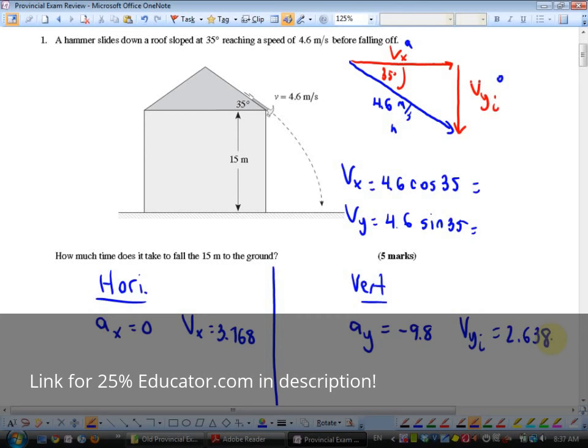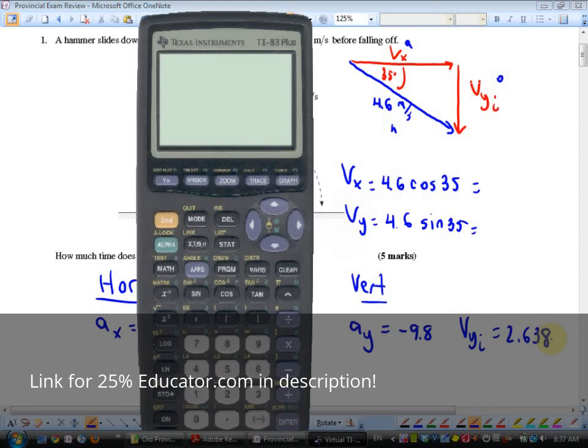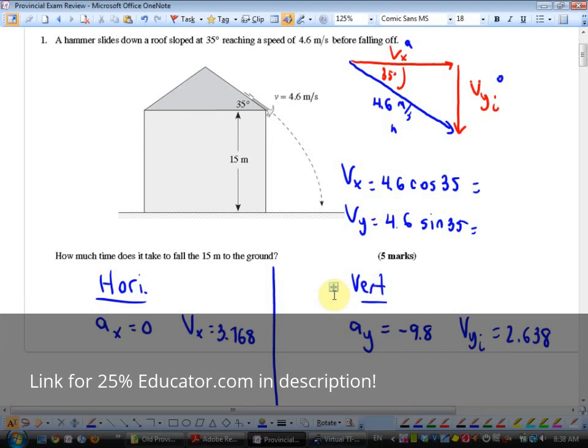How much what? Time. To find time, they have to give me some type of a displacement. Did they give me a vertical displacement or a horizontal displacement in this question? Vertical. So I'm going to solve the rest of this vertically. Now, also they can give you a horizontal displacement. We called that the range. Or sometimes they can sneak it in.